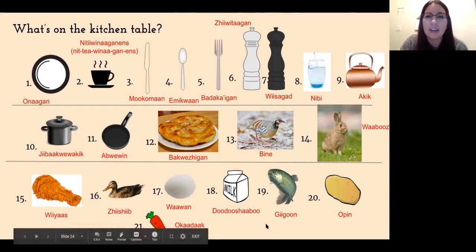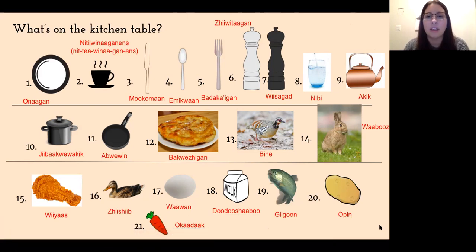Okay. Shewitagan, shewitagan. 7 is pepper. Wisagad. 8 is water. Nebe. You might want to say nibi, but it's actually an IH sound. Nebe. 9. Akik. So that's a tea kettle.